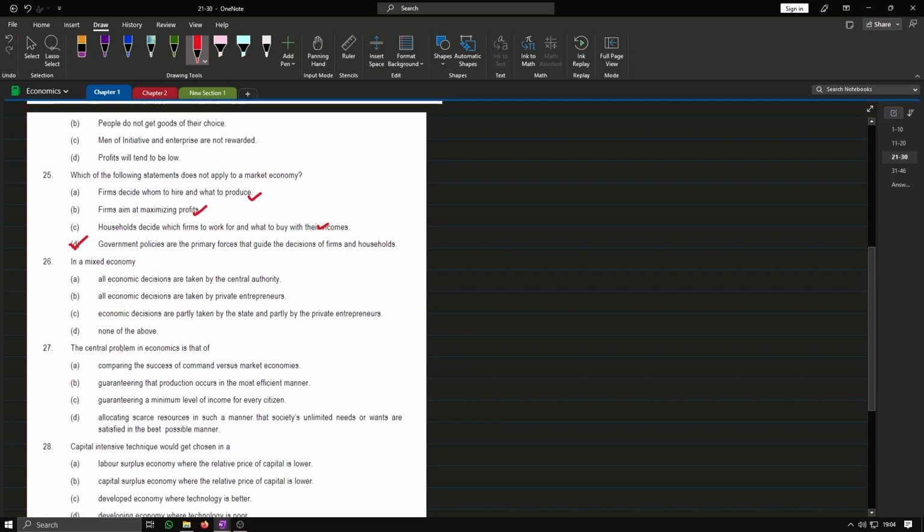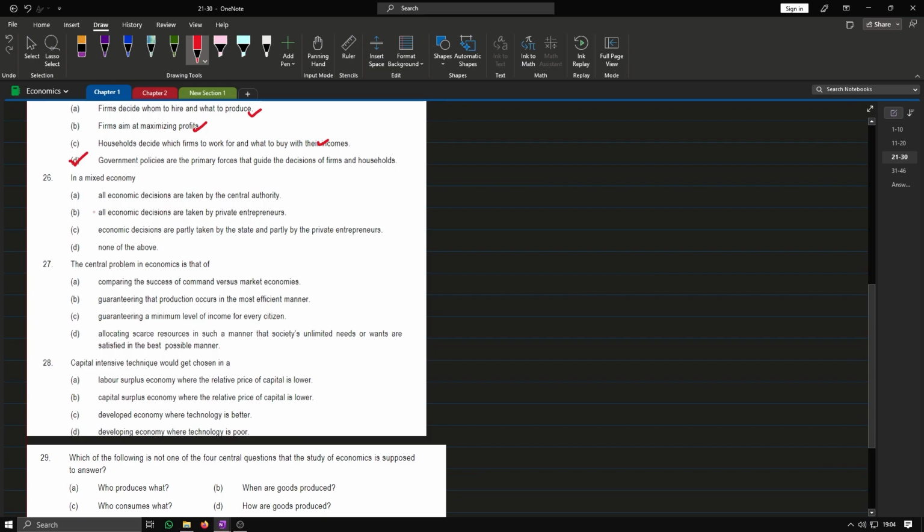26. In a mixed economy, they are given 4 options. A. All economic decisions are taken by central authority. All economic decisions are taken by private entrepreneurs. No, this is not true. And this is not true either. This is a mixed economy. Economic decisions are partly taken by the state and partly taken by private entrepreneurs. So, it's option C.